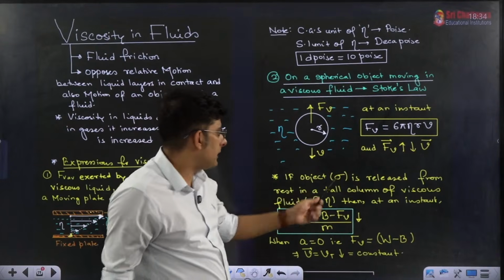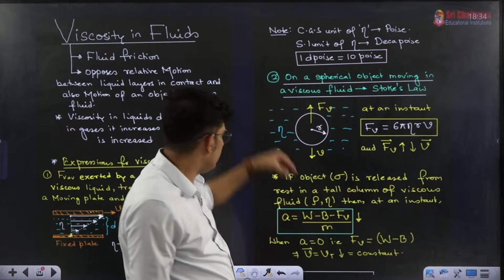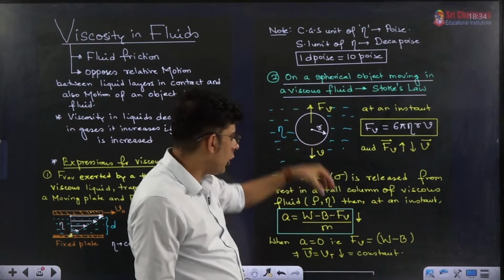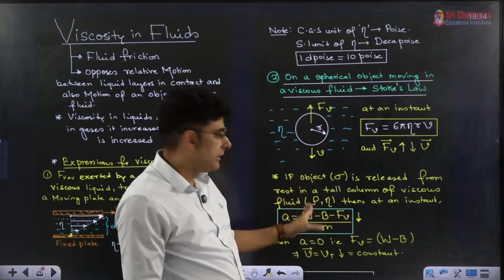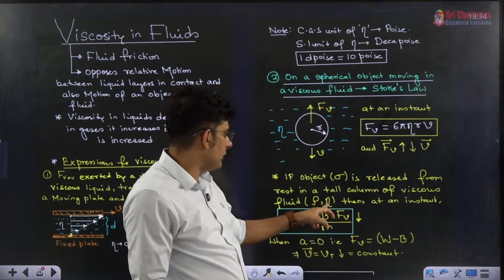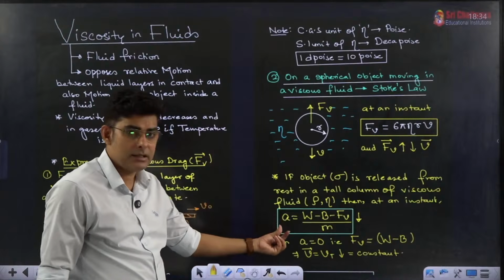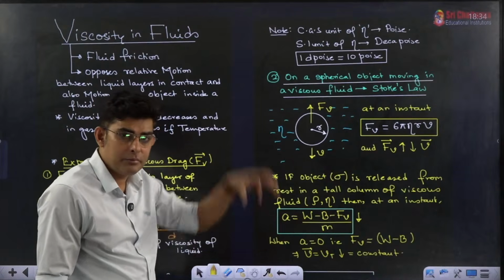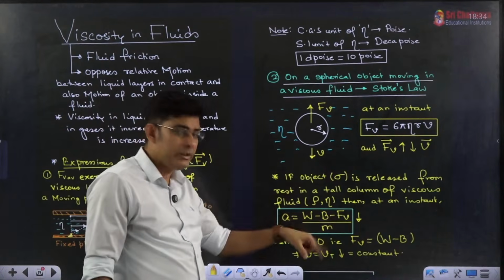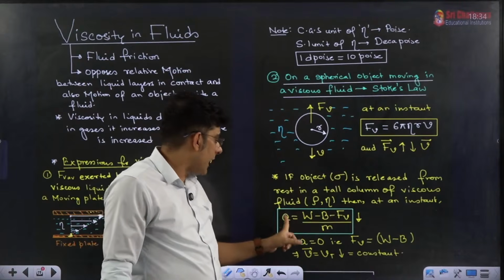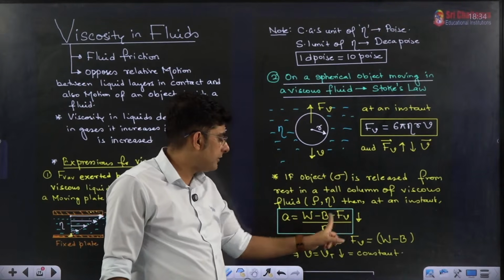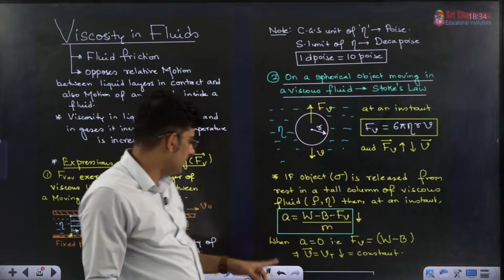Now if an object whose density is sigma is released from rest in a tall column of viscous fluid whose density is rho and coefficient of viscosity is eta, then what will happen at any instant if you write the acceleration? You will say weight downwards, buoyant force upwards, it is moving down, viscous force upward. So acceleration will be weight minus buoyant force minus viscous force, divided by mass, downwards.